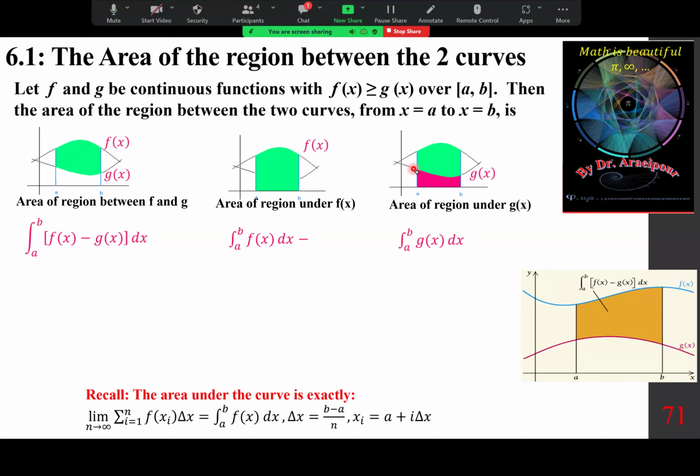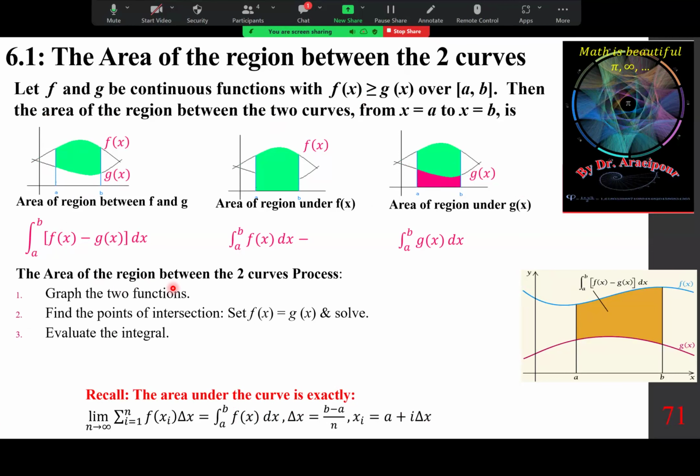So what do we do? The area of the region between two curves, here's the process. Number one, graph the two functions. Number two, find the points of intersection, set f of x equals g of x and so on. Number three, evaluate the integral. So this is called a typical rectangle or typical area. This has a height h, and this has a width, I like to call it dh, because dh changes either to dx or dy, there's only two ways.